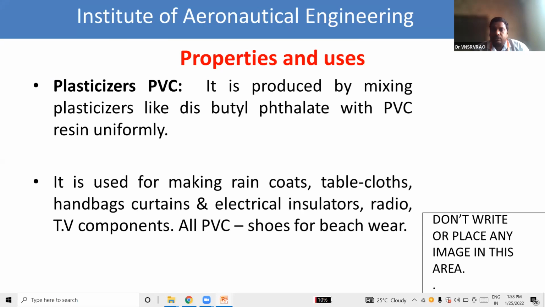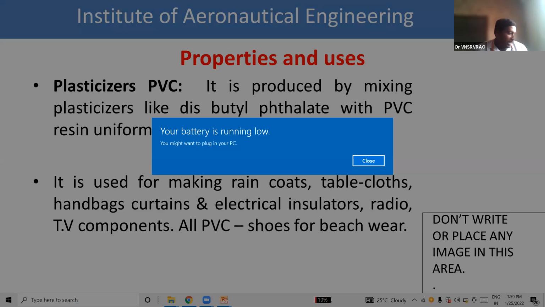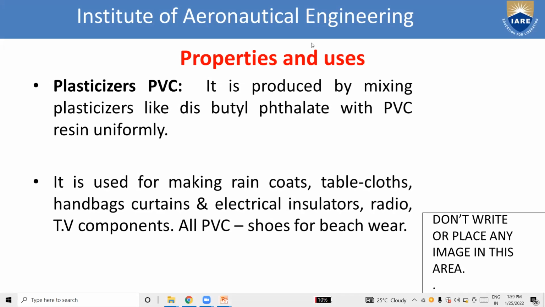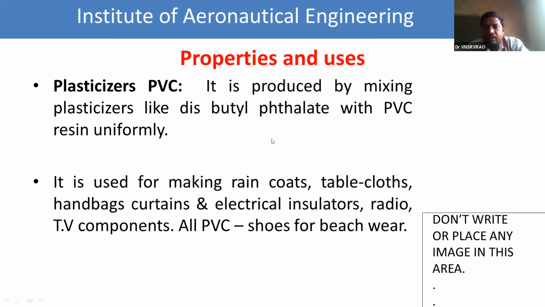So which plasticizer is used? Dibutyl phthalate, with the PVC resin uniformly. Because of the presence of plasticizers, what happens? Compounding of the plastic takes place, which improves the flexibility and softness of the polymer. For this purpose, we use plasticizers. Then only molding is possible in the PVC. Okay, ma? For the purpose of molding, we add the plasticizers to the pure plastic. Then only molding is possible.